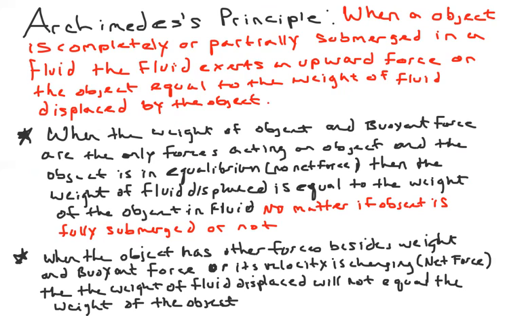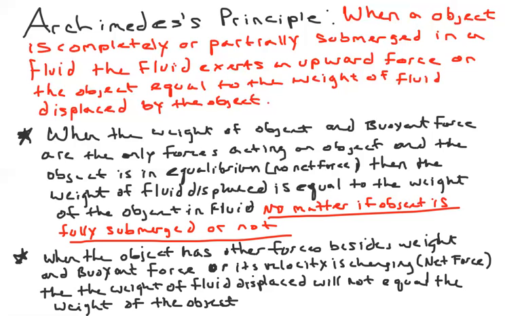Right here, when the only two forces acting on the object are the buoyant force and the weight, and that object's in equilibrium. It doesn't have anything to do with whether the object's fully submerged or not. The object could be floating or fully under the fluid. I keep using water as the fluid, but it doesn't matter if the object's floating in the fluid or fully submerged in the fluid. Just as long as the net force is 0 and the buoyant force and the weight are the only things acting on that object, then the weight of the fluid displaced will be equal to the weight of the object. But that's the only time.